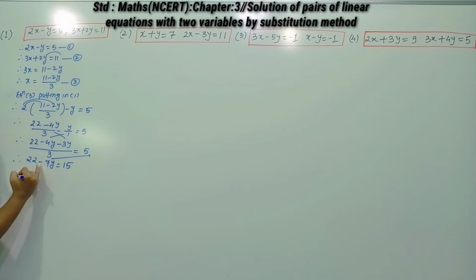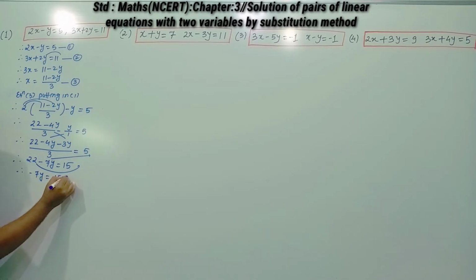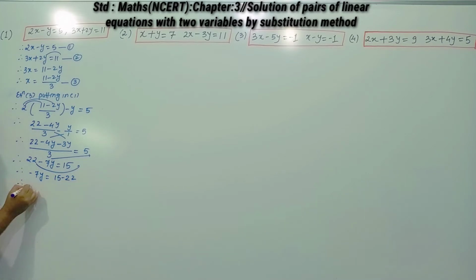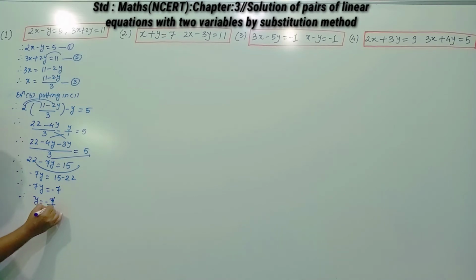Okay students, now minus 7y is a variable and 22 is a constant term, and 15 is a constant term, so constant terms will be together. So what we are getting? Minus 7y is equal to 15 minus 22. Okay, so minus 7y is equal to 15 minus 22, which means minus 7. So the value of y will be minus 7 divided by minus 7. So the value of y is 1.